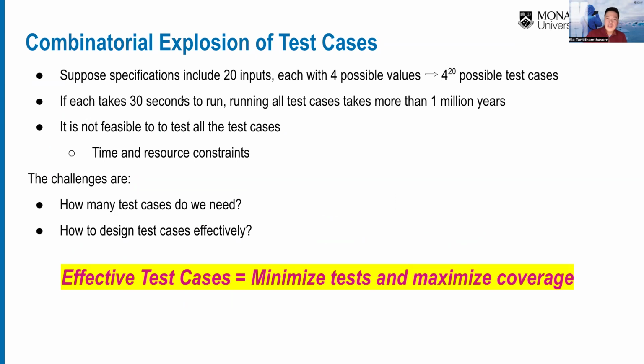So let's suppose this spec includes 20 inputs, each with four possible values. Then it will be 4 to the power of 20 possible test cases already. Let's say each test case takes 30 seconds to run. Basically, we would take more than 1 million years. So in reality, as I mentioned, it's not feasible to test all of the test cases. We cannot run exhaustive tests due to time and resource constraints.